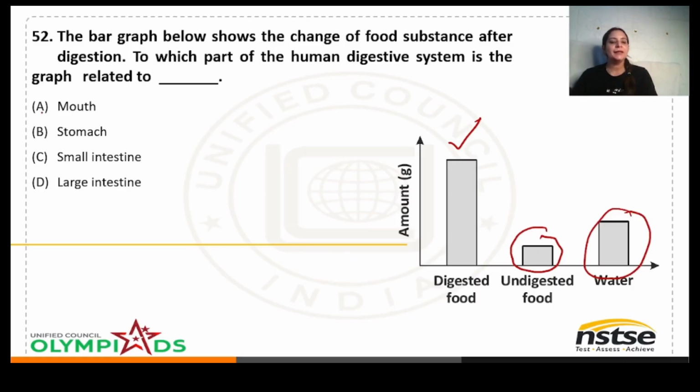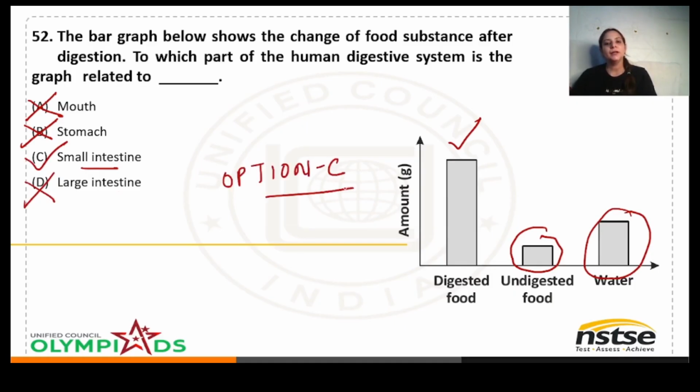So option A says mouth. It is no, because digestion of food just starts in mouth, it is not completed, and only starch is digested, right? So option A is incorrect. B, stomach, again no, because in stomach the digested food content is not this much. Small intestine, yes, small intestine is the part where the digestion ends, but still it has undigested food and water. And again, no to large intestine because it doesn't have digested food. So which one is the correct answer?